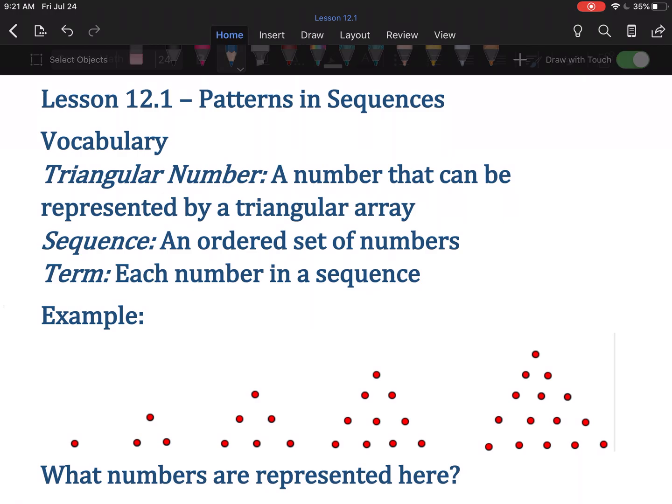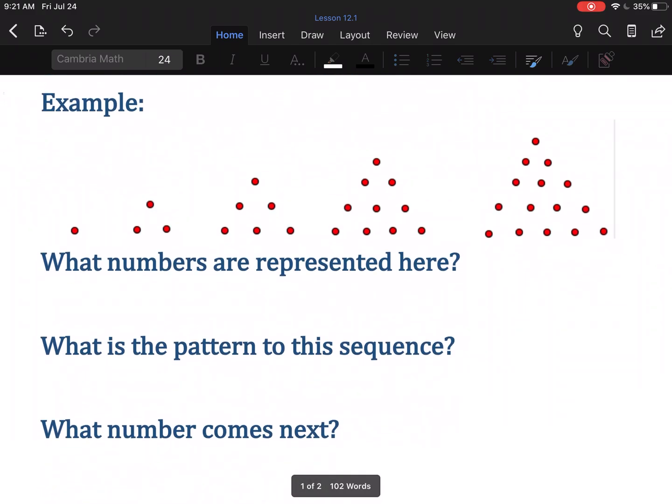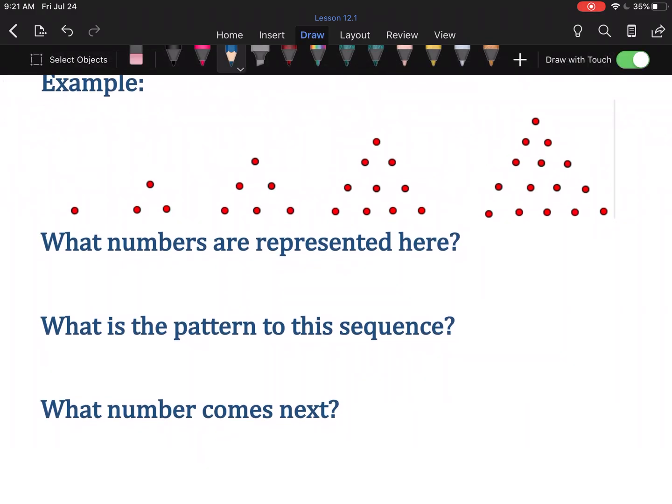So my first example is a set of triangular arrays. What numbers are represented here? Well, this first dot I would hope we think represents 1. Then we have 3. Then we have 6. Then there's 10, and then there's 15. What is the pattern to this sequence?